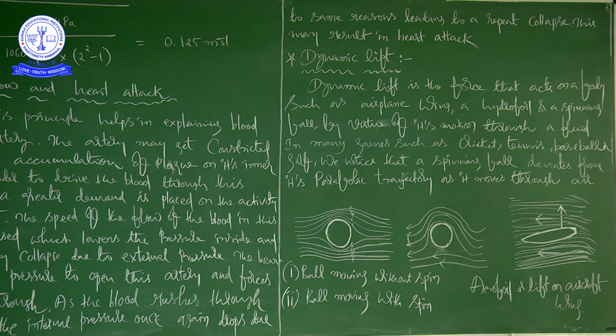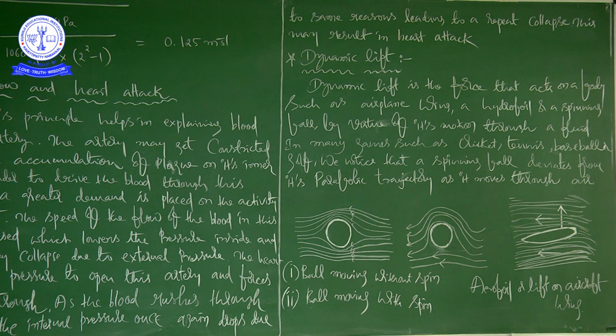First we are going to see the ball moving without spin. You see this picture. It is the situation where the ball is moving from here to there without spin. It shows the streamlines around a non-spinning ball moving relative to a fluid. From the symmetry of the streamlines, it is clear that the velocity of fluid above and below the ball at corresponding points is the same, resulting in zero pressure difference.